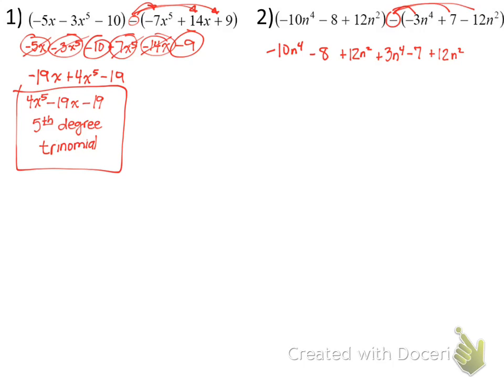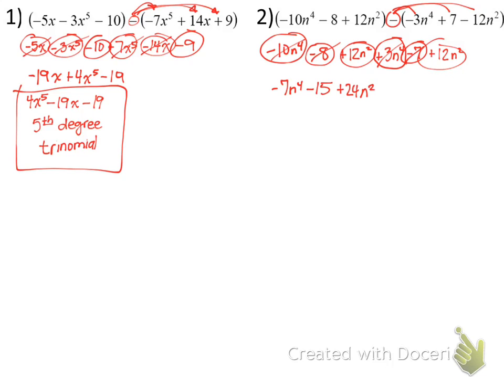So let's start with the first term, negative 10n to the 4th. Look for more n to the 4th. Oh, there's positive 3n to the 4th here. So we're going to combine these. It's going to be negative 7n to the 4th. Cross these out so I know not to consider them again. We have negative 8. Look for more constants. This is negative 7. So negative 8 minus 7 is negative 15. That cancels out. Then we have 12n squared plus 12n squared, which is positive 24n squared. Okay.